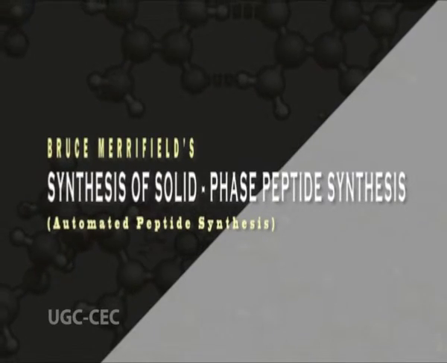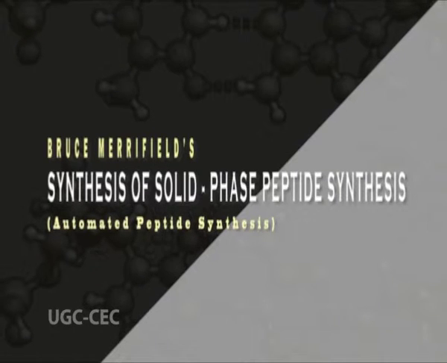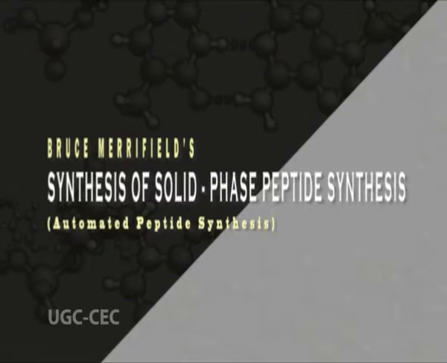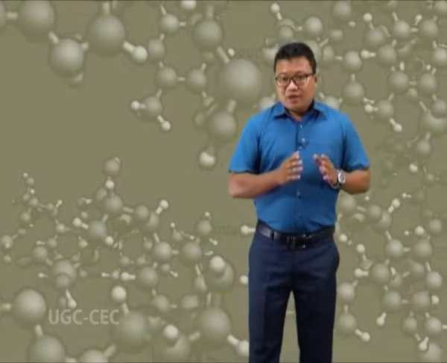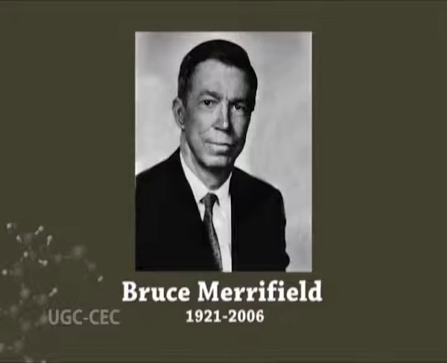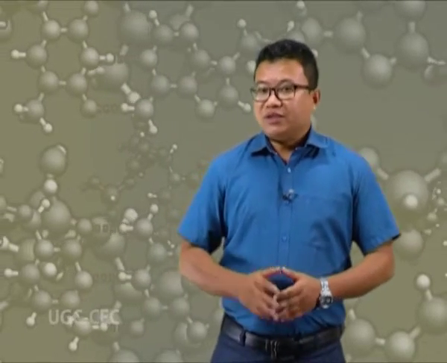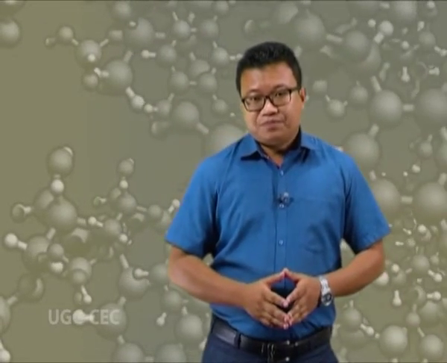Let us discuss Bruce Merrifield's solid phase peptide synthesis, also known as automated peptide synthesis. In 1969, Bruce Merrifield described a method that revolutionized the synthesis of peptides because it provides a much faster way to produce peptides in much higher yields. He received the Nobel Prize in Chemistry for developing automated solid phase peptide synthesis in the year 1984.